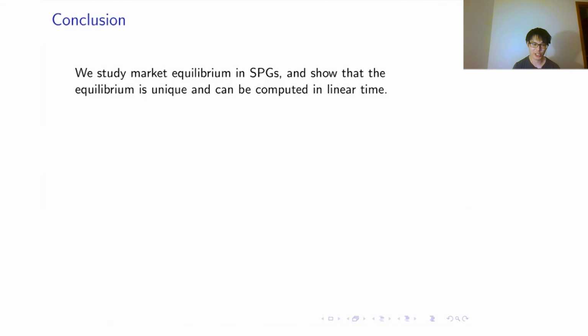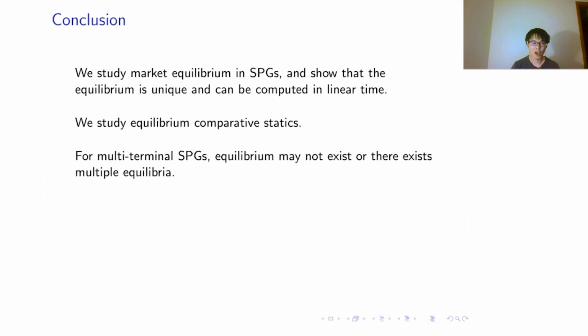Okay, let me conclude here. So what we studied was market equilibrium in series parallel graphs, and we showed that the equilibrium is unique and can be computed in linear time. We also studied equilibrium comparative statics. Although not listed in this talk, we do have results for multi-terminal SPGs, and we show that equilibrium may not exist, or it can be the case that there exist multiple equilibria.